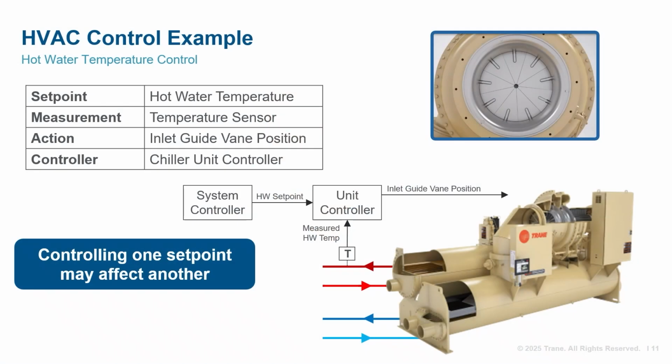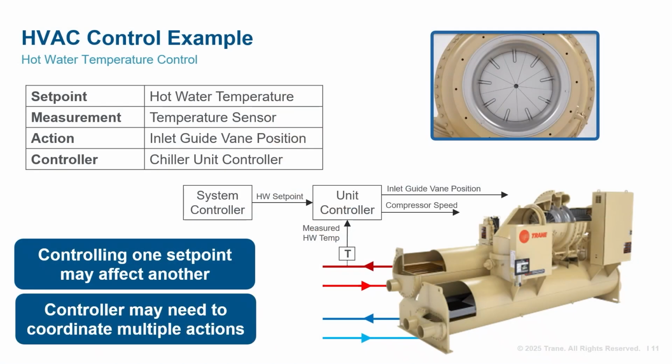Another common question is, hey, what about adjusting compressor speed with a VFD? If the heat pump includes a variable speed drive, then the unit controller has two action devices and must coordinate between the two. For centrifugal compressors, the VFD speed is based more on lift than it is on load.